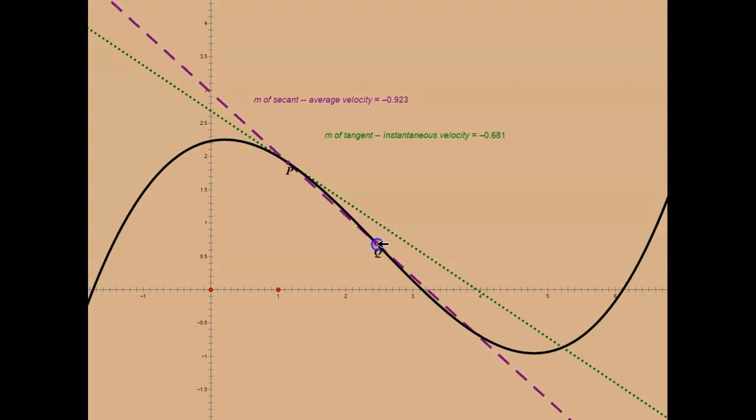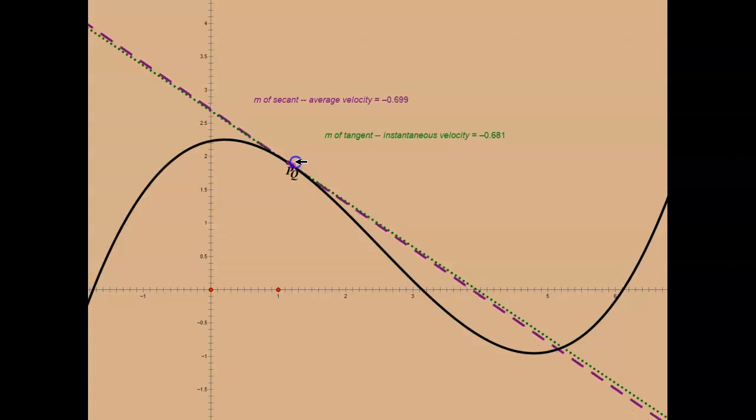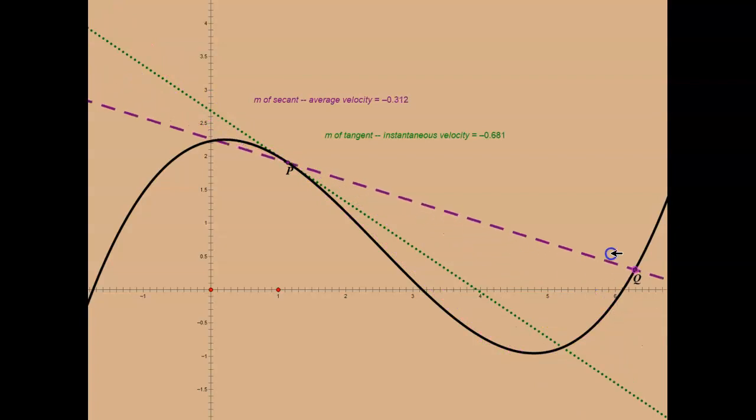So if we take one, like for instance right here, this is pretty close to the tangent line. It's still a fair amount of difference in the slope. But as Q gets a little bit closer, there's less difference between the two numbers. Even less difference, they're getting closer and closer, so the slopes are getting closer. So you can estimate the slope of the tangent line by using a secant line.